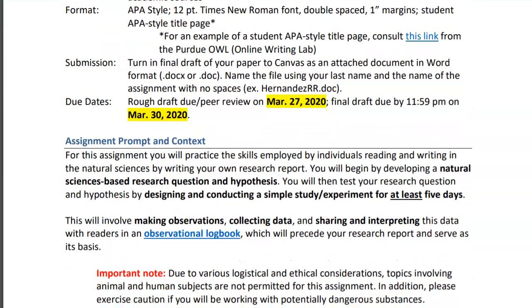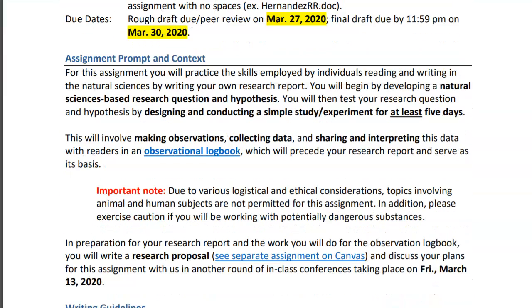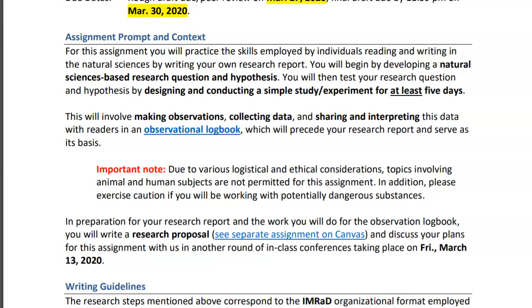All right, so let's take a look at the assignment. And again, this will all be very familiar to you now that you have the context and the experience of having done the previous steps, right? For this assignment, you will practice the skills employed by individuals reading and writing in the natural sciences by writing your own research report. You will begin by developing a natural science-based research question and hypothesis. You've done that already. You will then test your research question and hypothesis by designing and conducting a simple study/experiment for at least 5 days. Once again, you've done that too, right?